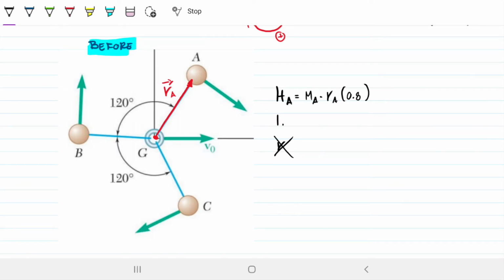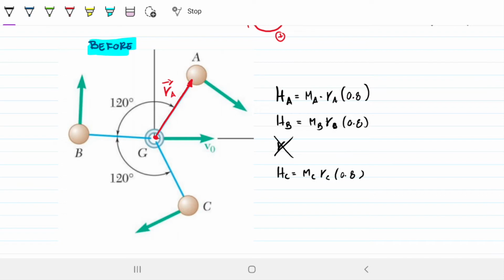Cool. What about the other one? Well, exactly the same thing, right? Mass of B times RB times the 0.8, which is the same. And then obviously C, exactly the same thing. Mass of C, RC, 0.8. So it's very, very simple, the one before.